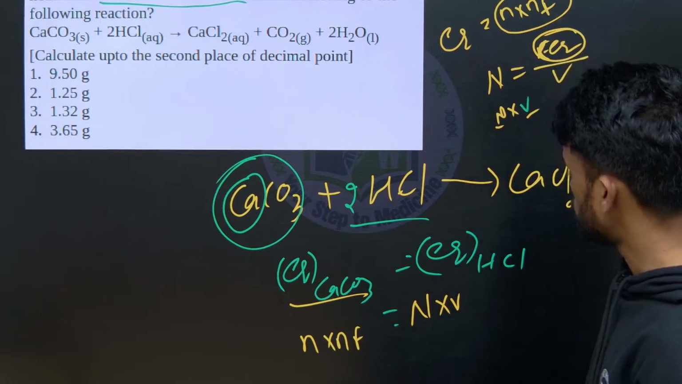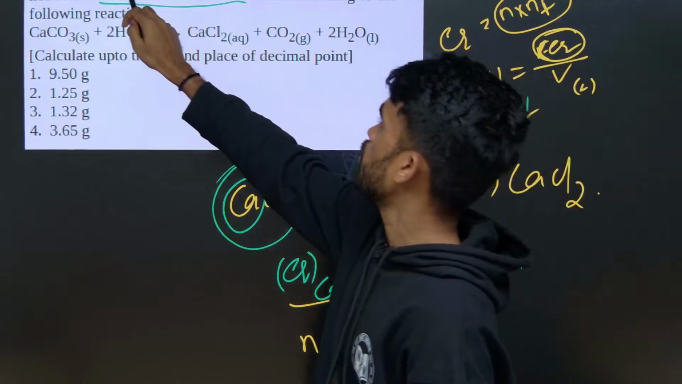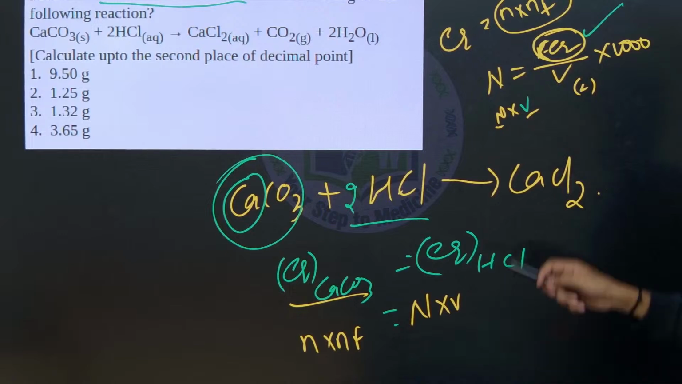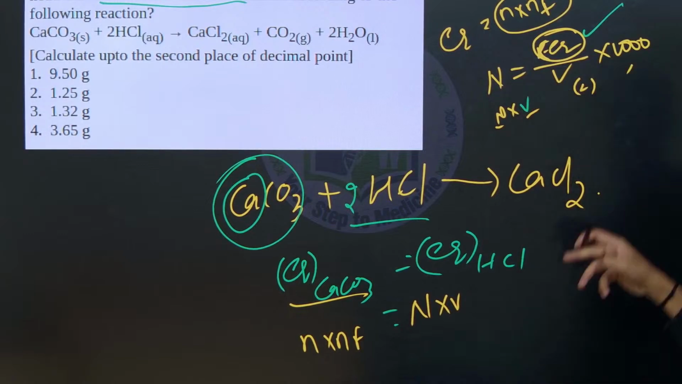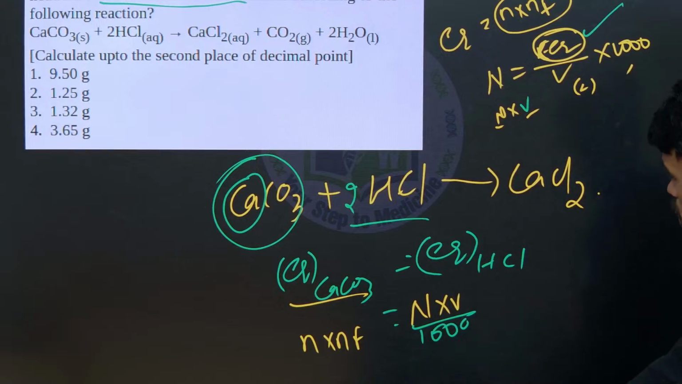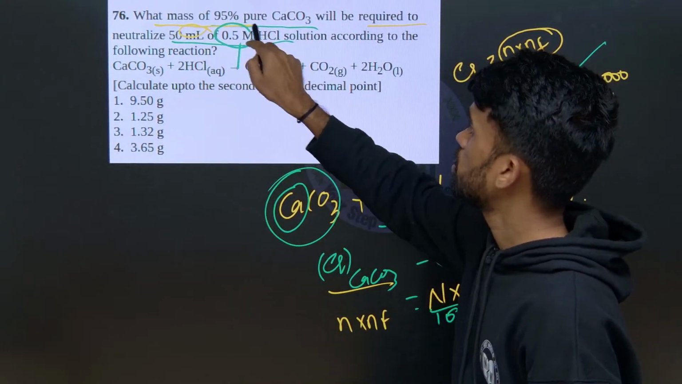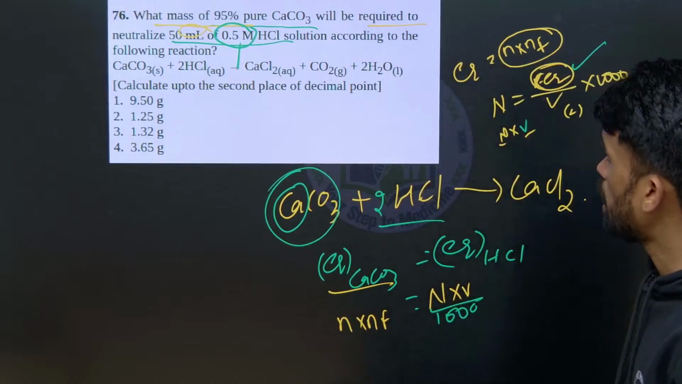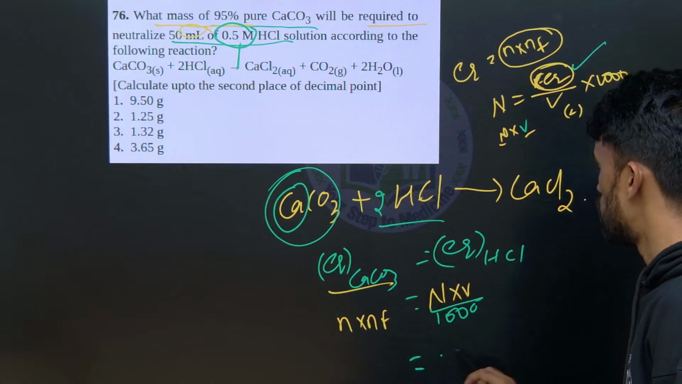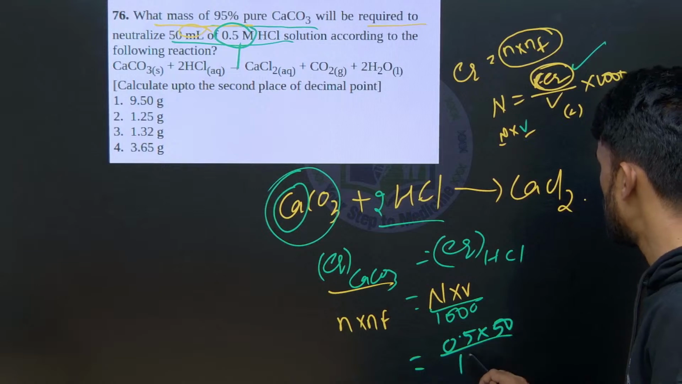Now here N into V should be in liters. If it is in ml, we should multiply with 1000. I want only equivalence now, so send the remaining things to this side, N into V by 1000. Up to here I think it is clear. Now substitute the given values. They gave 0.5 molarity. Molarity and normality here are the same because the N factor for HCl is 1. So I am taking it as 0.5 into volume, which is given as 50 by 1000.